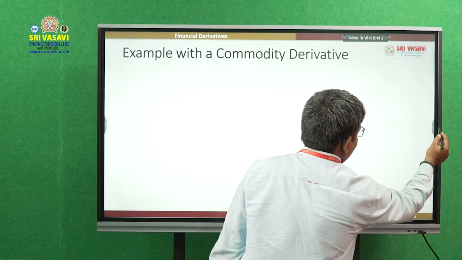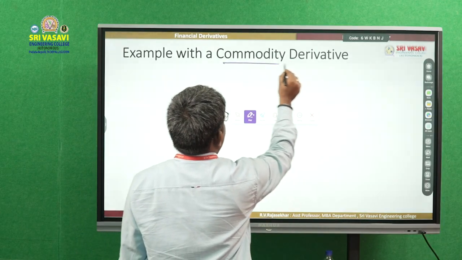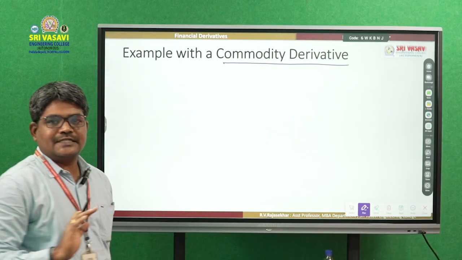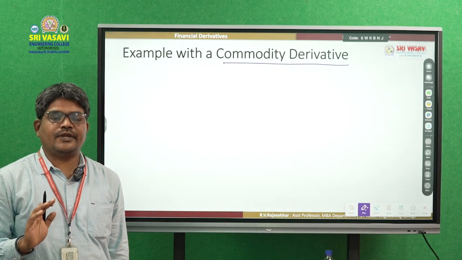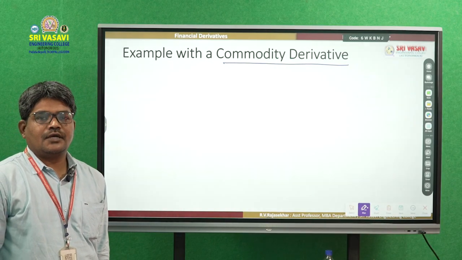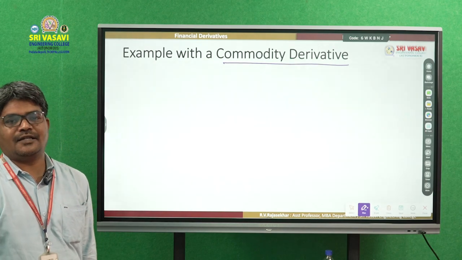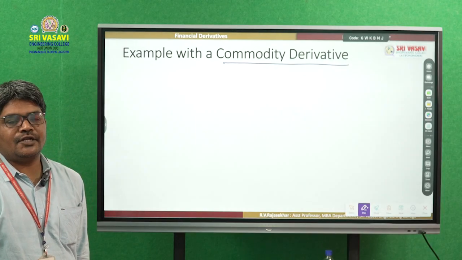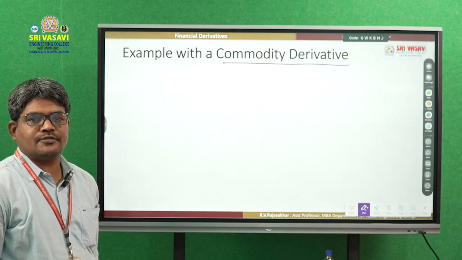Now, I am going to take an example of a commodity derivative. In my previous lecture, I said what a commodity derivative is. I said commodities include four types of commodities. One is agriculture commodities, means we have agriculture commodity derivatives. Energy commodity derivatives we also have, as well as metal related derivatives. Today I am going to take an agriculture commodity as an example to explain various components of the derivatives market.